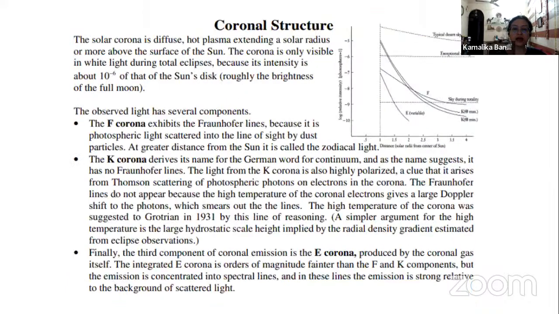Now, this is something that you should also read. What it says is that the solar corona is diffuse hot plasma extending a solar radius or more above the surface of the sun. And the corona is only visible in white light during total eclipses, because its intensity is only about 10 to the power minus 6 of that of the sun's disk.